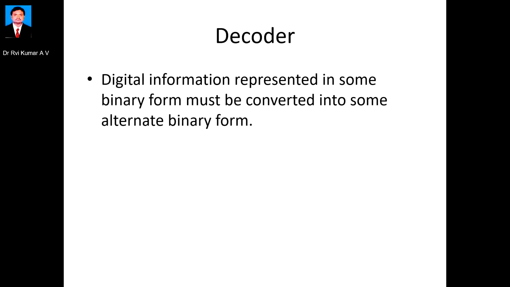Let me give the definition of a decoder. Digital information represented in some binary form must be converted into some alternate binary form. That means it converts one form of coded input into another form of coded output.